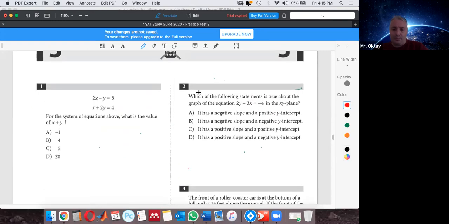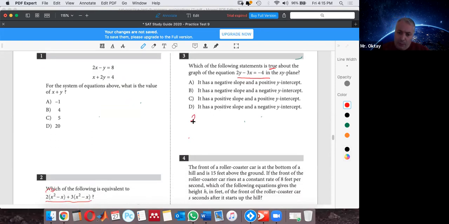Question number 3. Which of the following statements is true about the graph of the equation 2y minus 3x is equal to negative 4 in the xy plane? So, first of all, let me copy this. 2y minus 3x is equal to negative 4. When there are two variables, x and y, it means this is the equation of a line, or this is the graph of a line. Okay, for the line, what are the important properties? It could be written as mx plus b.